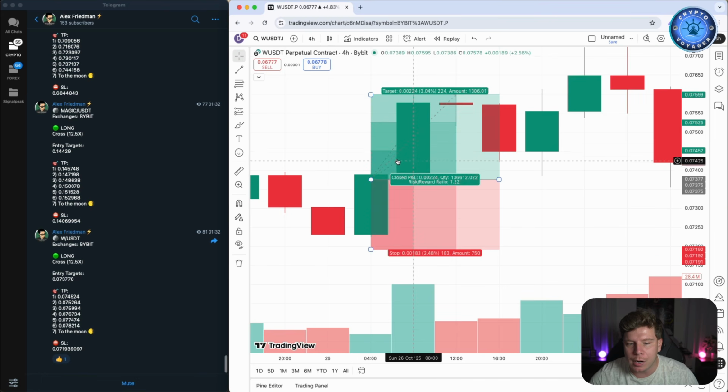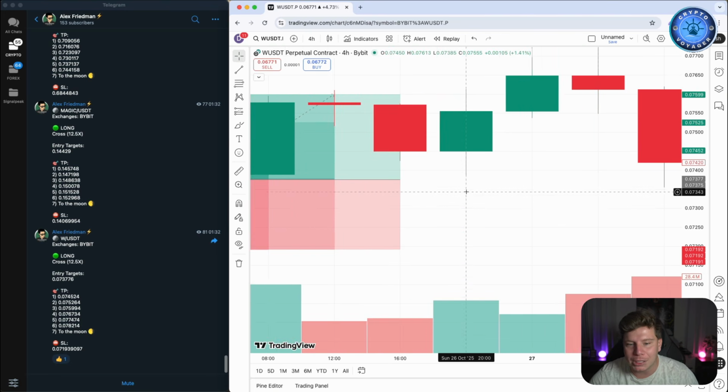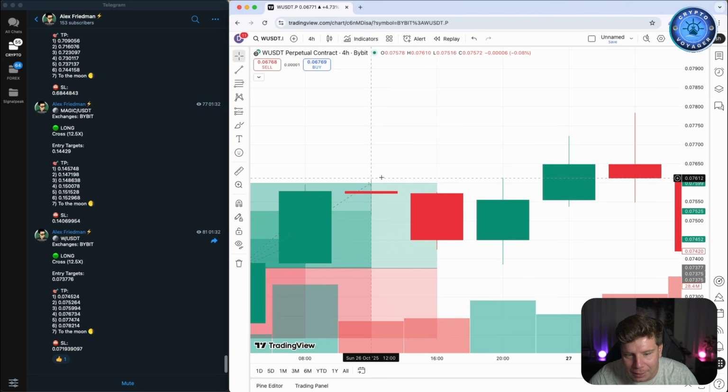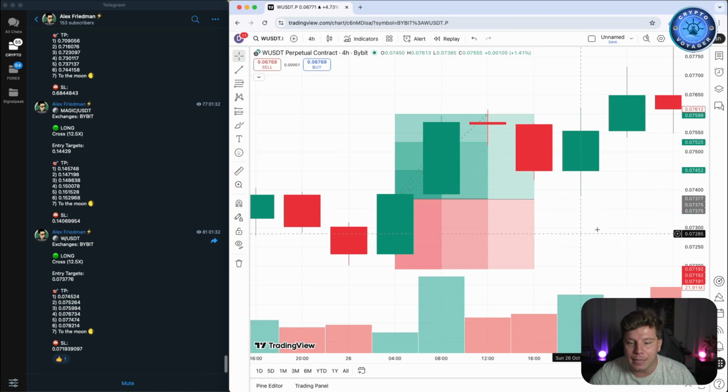So we won trade 1, which ended here. We won trade 2, and then we won trade 3 right at that amount. So look how well they actually called this. Look at this. If I just delete this out, it just tapped the top of the red right here, which is absolutely insane. So we hit the 3 targets.